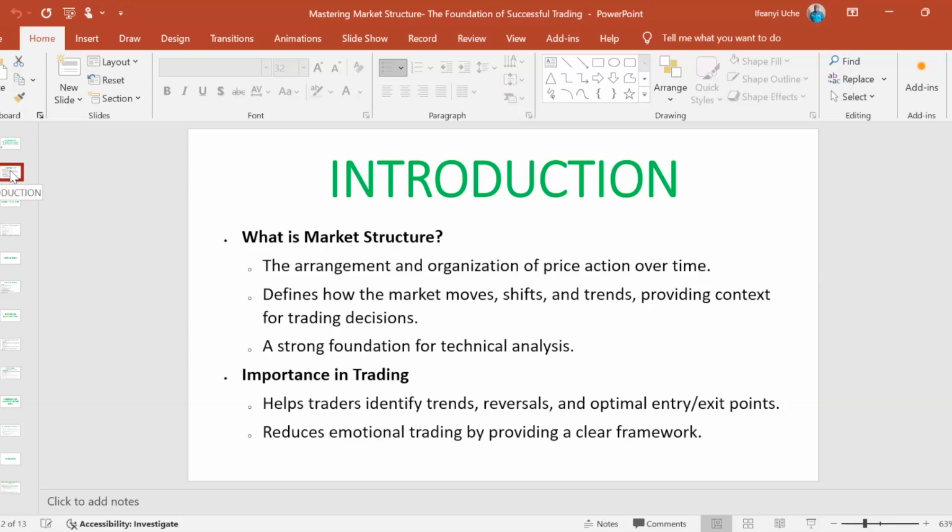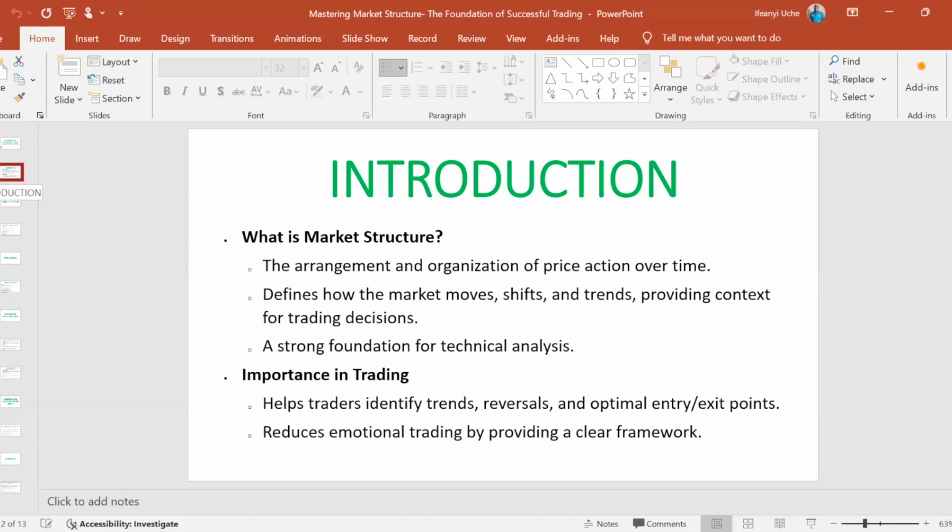And so when you understand market structure, it helps to form a strong foundation for your technical analysis. And it's important for you as a trader, because one, when you understand market structure, you'll be able to understand market trends. You'll be able to understand where the reversals might occur. You're able to understand your optimal entry and exit points or levels. And understanding and implementing your knowledge of market structure also helps to reduce emotional trading. How? Because it provides you with a very clear framework to work with. So that when you just look at it, you say, okay, this market is tanking, let me stay away. Or this market, though bullish, I see that it's about to start distributing.